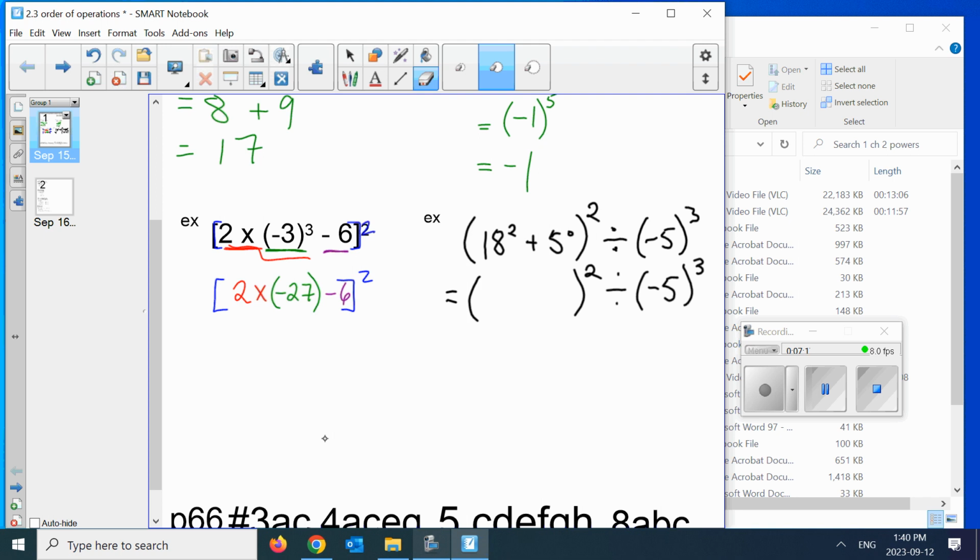Multiplying from left to right. Well, there's only one set to multiply. You can use a calculator, I keep telling you. But if you can do it in your head, that's super terrific. 2 times minus 27 is 54, but it's negative.